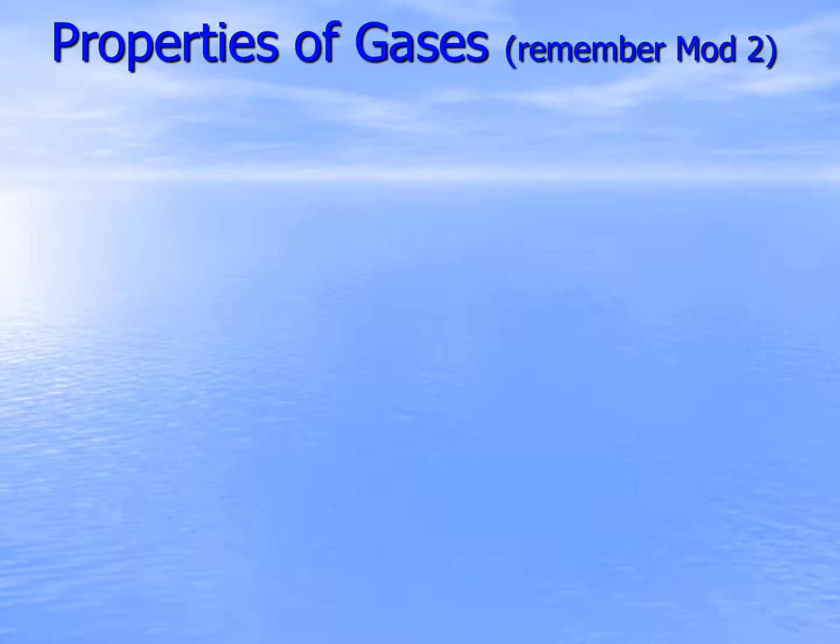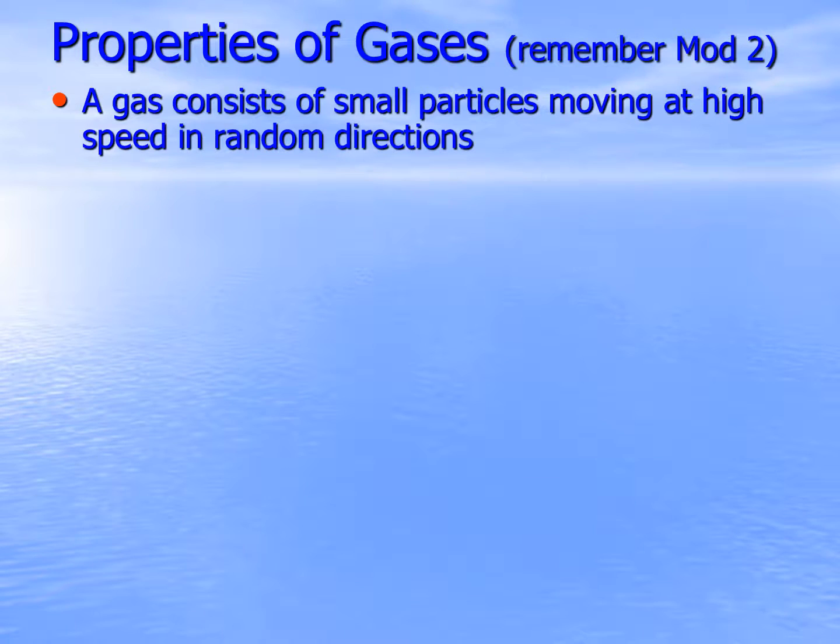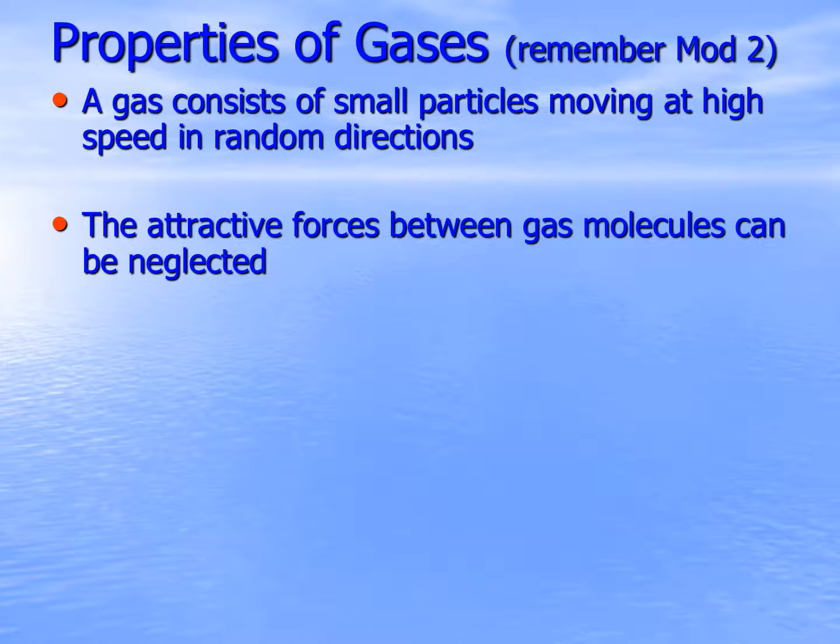Just a quick reminder of some properties of gases. These go back to Module 2. We know that gases are very, very tiny particles, atoms, molecules that move at high speeds, hundreds of meters per second, so multiple football fields of distance per second. Of course, they bounce around off of each other, so they don't actually move that far away from us, but they are traveling at very, very high speeds in various random directions. They travel in straight lines and hit things and then bounce off.